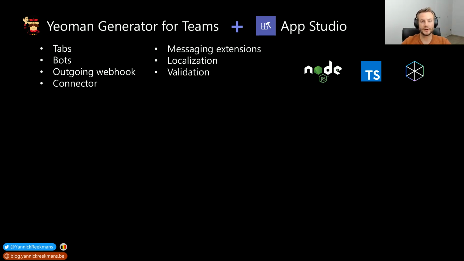The Yeoman generator for Teams generates its files based on Node.js and uses TypeScript. And by default, it also injects the Fluent UI library from NPM for your UI experience.